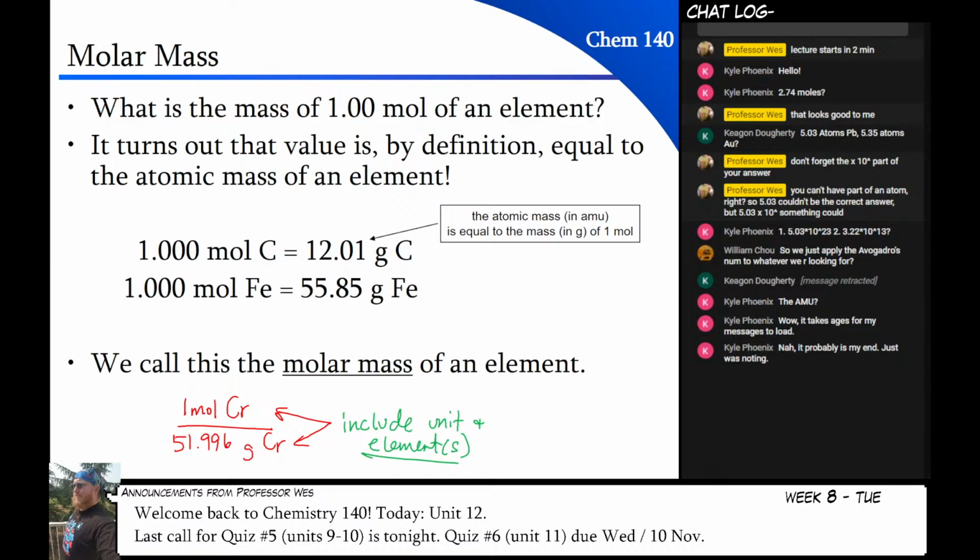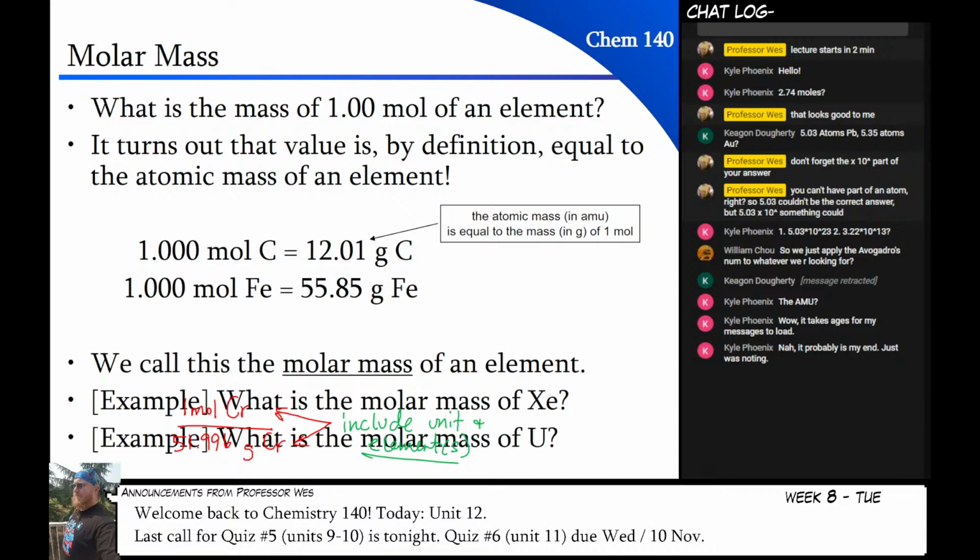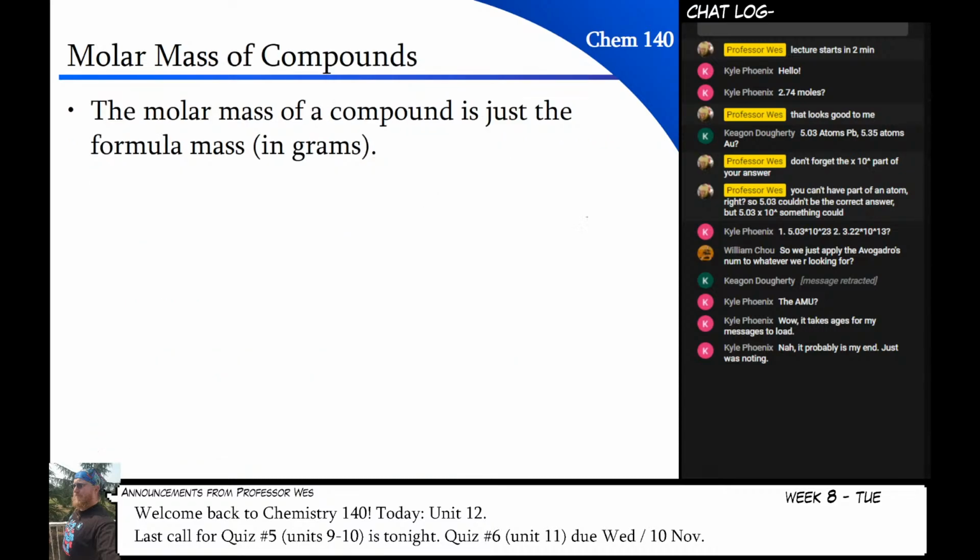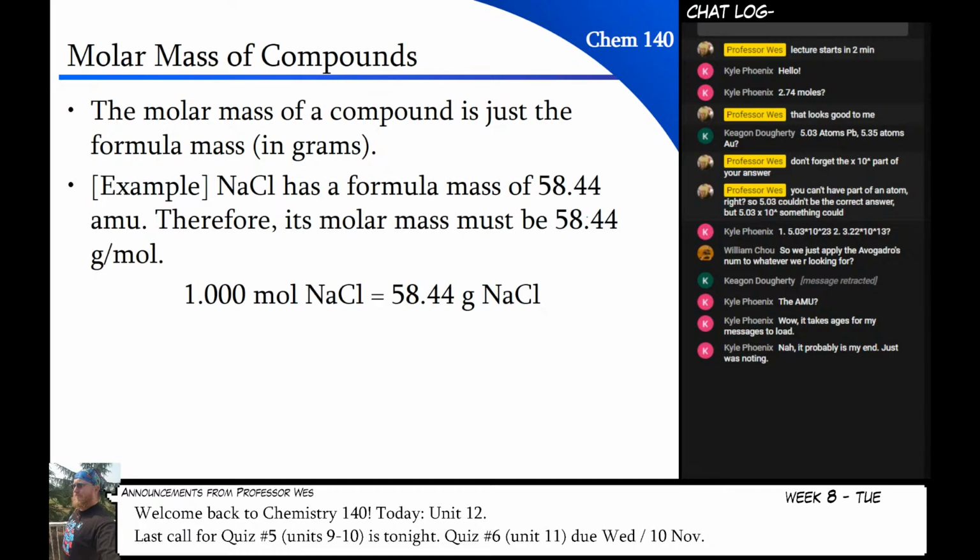So with that in mind, let's do some practice problems with this. You can look up the molar mass of xenon and uranium. They're just on the periodic table, but I want to actually do some problems with these. Now, this is still true whether it's an element or a compound. If you have compound formula masses in AMU, that must be their mass in grams per mole. So table salt, for instance, 58 grams of table salt would be 1 mole. It's a lot of salt. Don't eat 58 grams of table salt.